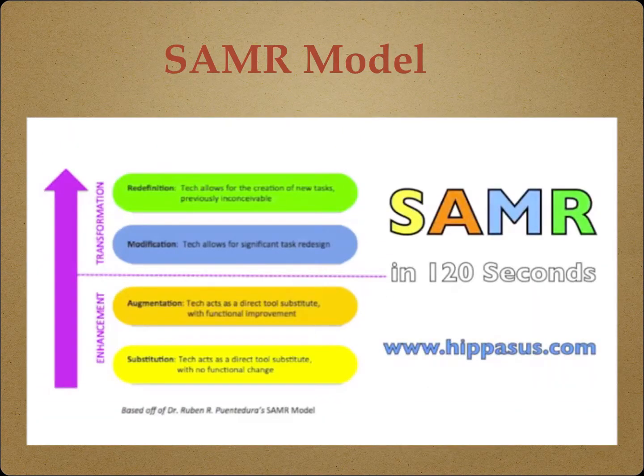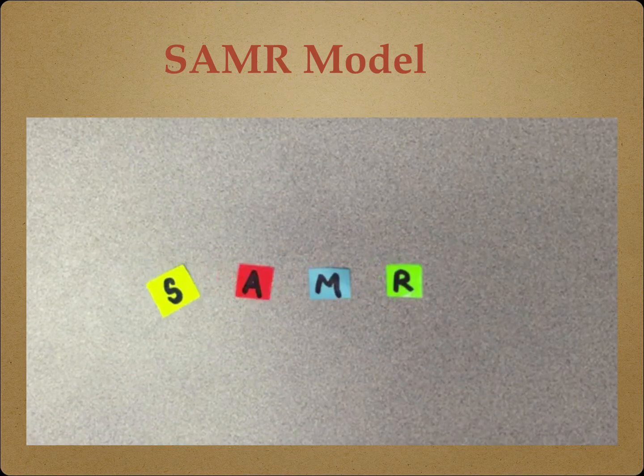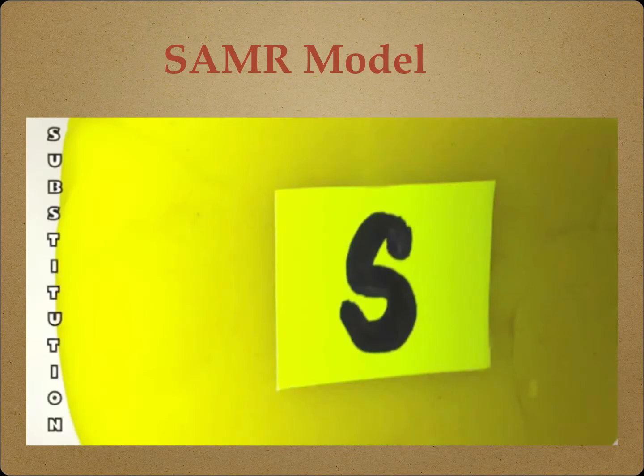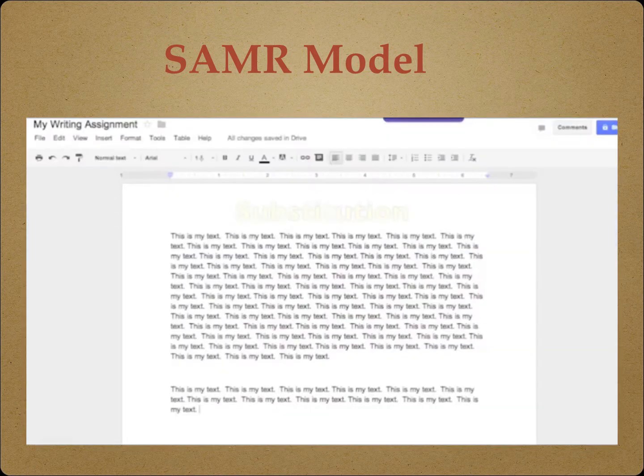This is the SAMR model in 120 seconds. The SAMR model is a framework that provides a lens for viewing technology integration in the classroom. The first level is substitution, or the idea that a block is a block no matter where it is or how you access it. This would be like using Google Docs as any other word processor. The new tech replaces the old tech, but it does not change the task.